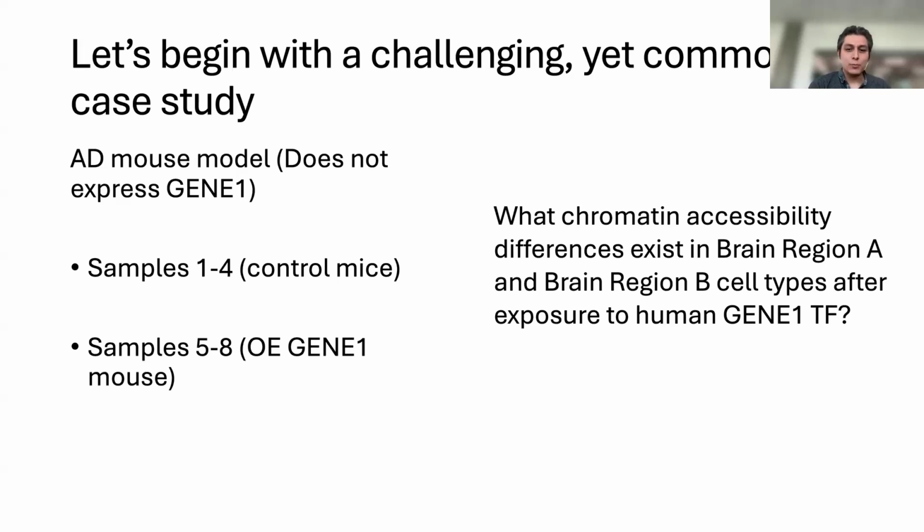For instance, in the Swarup lab, we deal a lot with Alzheimer's disease. So let's take this case study just to have something that we can concretely talk about. Let's assume an AD mouse model, and that we particularly care about a gene that is not normally expressed in that model. We'll call it gene 1 or gene X. Samples 1 through 4 will be our control mice, and samples 5 through 8 will be an overexpressed gene, again, that we care about. And we can ask the question, what chromatin accessibility differences exist in brain region A versus B in all of our different detected cell types after exposure to that overexpressed gene 1?